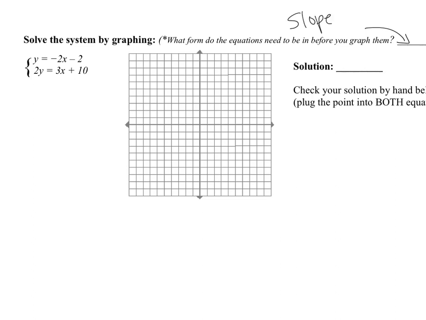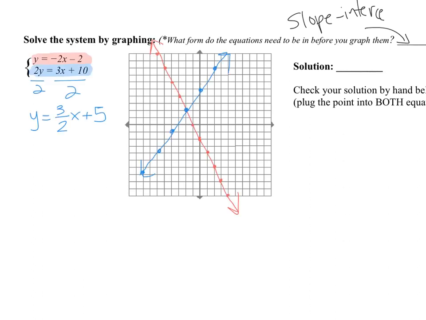So stop the video and try to graph these and see where they intersect. So checking your lines, my red line is the top equation. My blue line I had to put into slope-intercept form, so I divided both sides by 2. My slope there is 3/2, and my y-intercept is 5. Now, the solution, you can't stop here. The solution is the place where the lines intersect. So my solution to this equation is the ordered pair -2, 2.